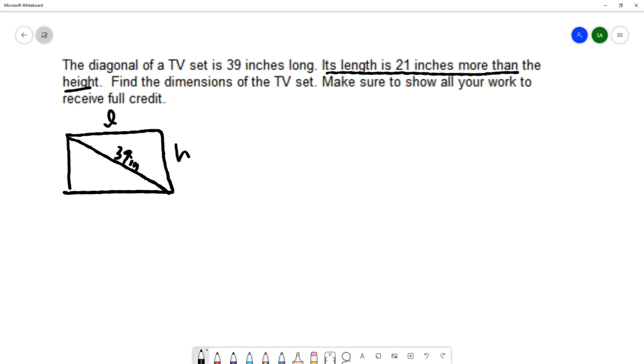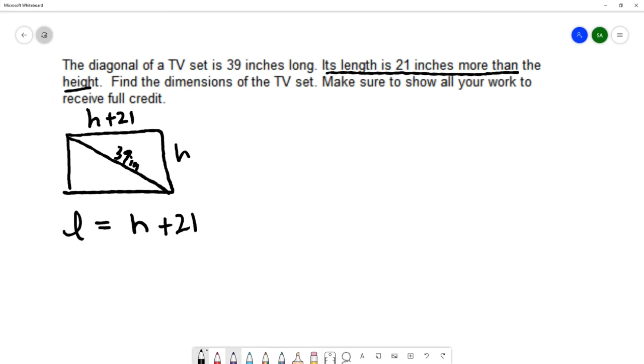The length is 21 inches more than the height. And we want to find the dimensions of the TV set. So I can label this length with height plus 21.